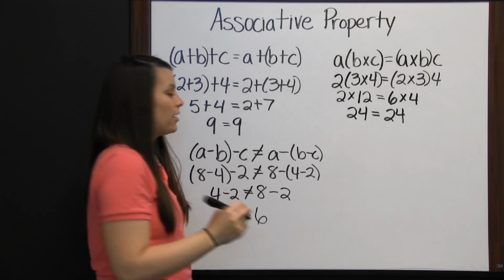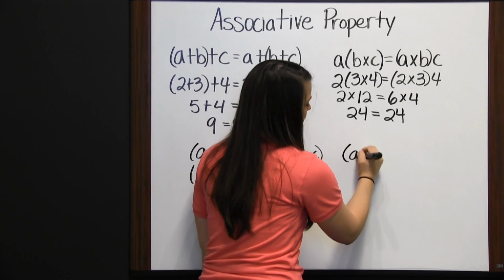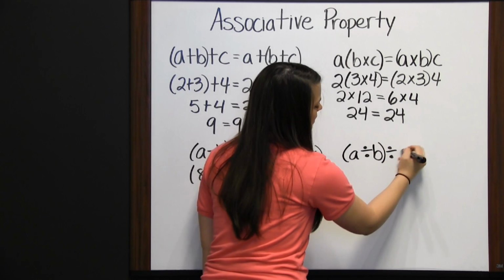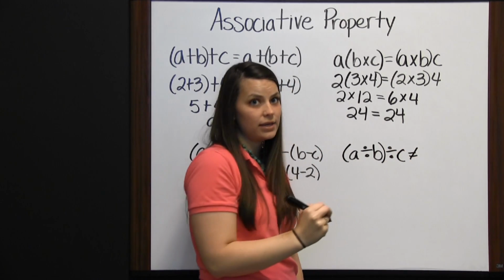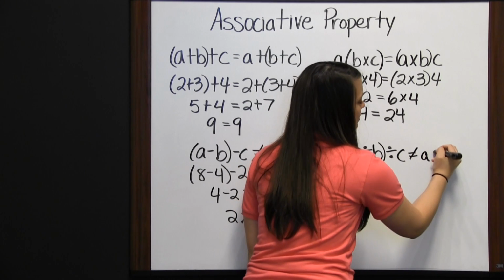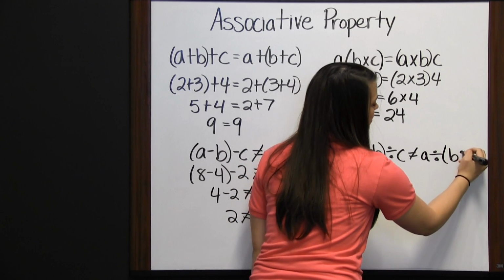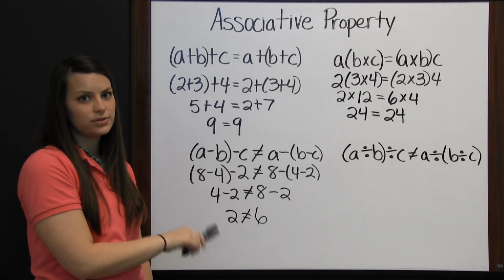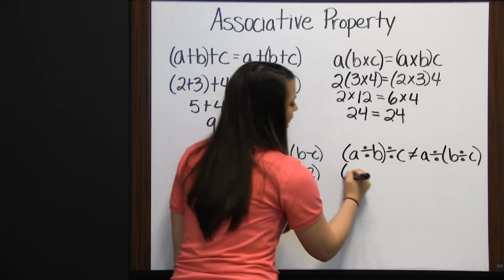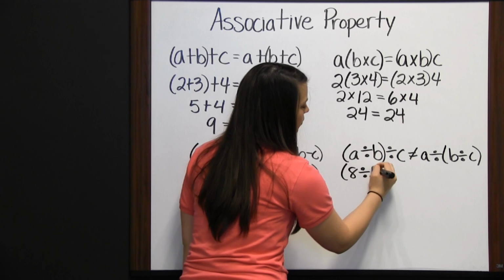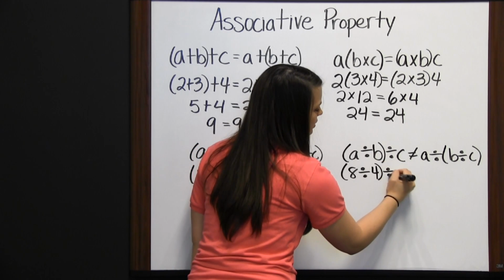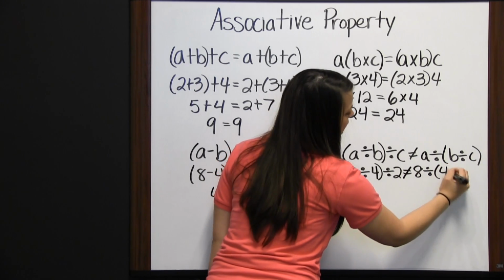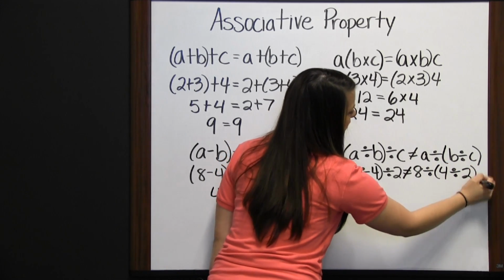Let's use it on division now. With division, it would look like (A divided by B) divided by C, which again will not equal A divided by (B divided by C). I'm going to use the same numbers we used for subtraction. So (8 divided by 4) divided by 2 does not equal 8 divided by (4 divided by 2).